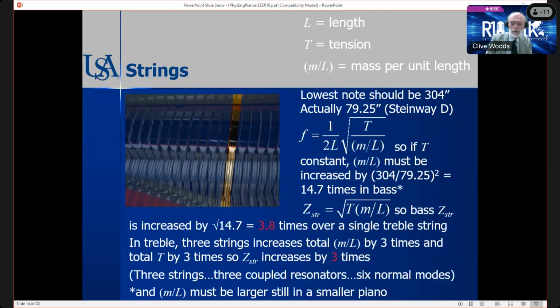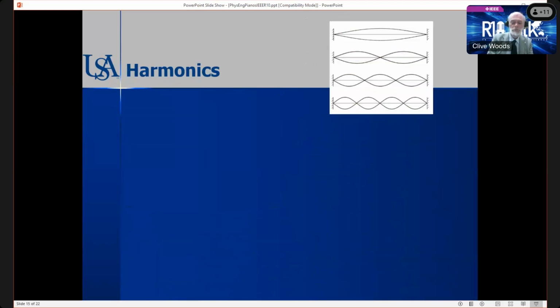Just an aside, which I'm not going into here, if there are 3 strings per note, that's 3 coupled resonators, so there are 6 normal modes. And it's quite interesting to think about which normal modes of those 3 strings are excited by a hammer hitting from one side. And there's a whole issue of philosophy surrounding that.